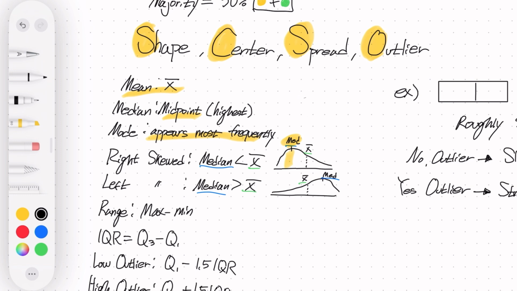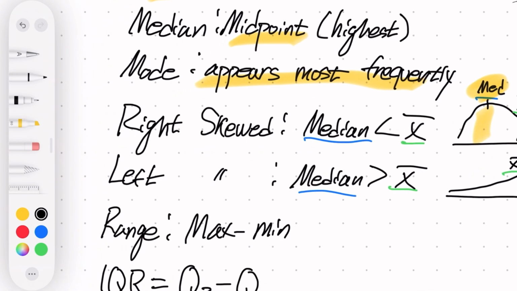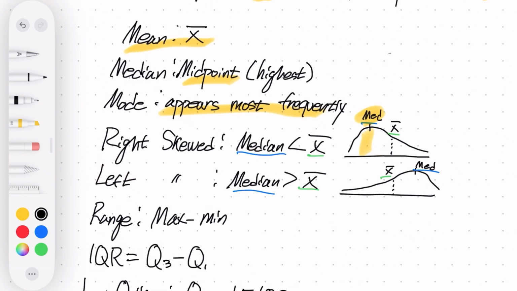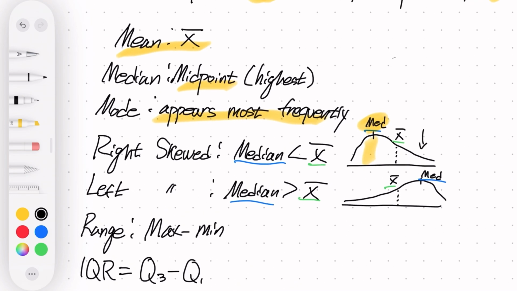And if the graph is right skewed, it means that your median is smaller than your mean. If it's left skewed, the median would be bigger than the mean. So it's kind of hard to visualize it, so you just need to draw a graph. If it's right skewed, which means the right part is smaller, your median would be here, which is your highest point, and your mean would be in the middle. That applies to the left skewed as well.